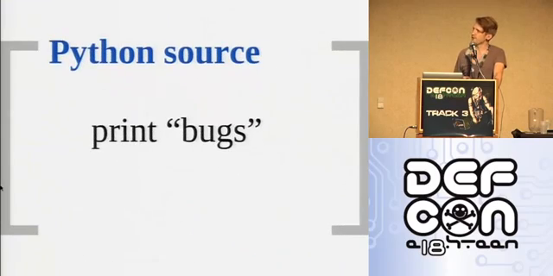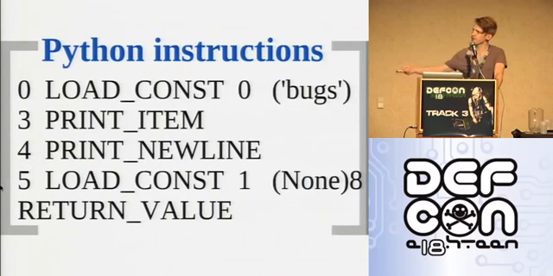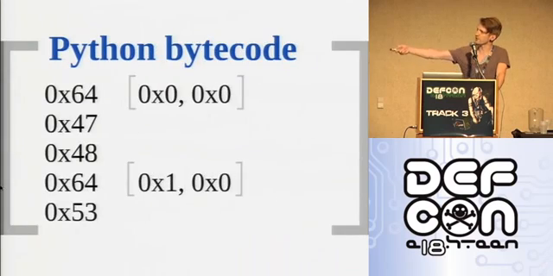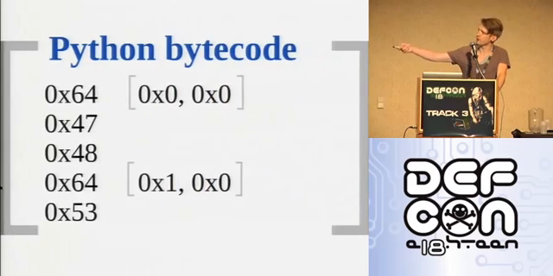So if this is the Python source, just print bugs. When it goes to its bytecode instructions, you can see there these are the different instruction names. Each of those will map to a single integer. It's just a mapping between a number and the instruction, and some of them take arguments. And this is the byte stream, so you can see that 64 would relate to LOAD_CONST, and it took one argument, and an argument is always 2 bytes.